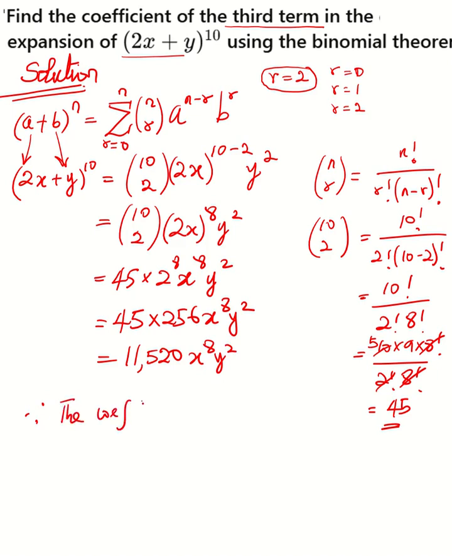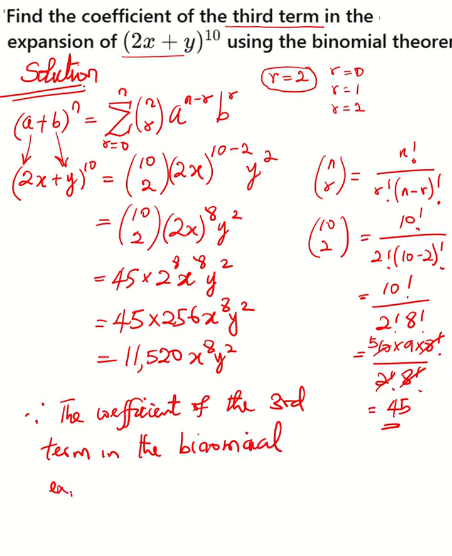in the binomial expansion is 11,520. So that's the answer to this question. I hope you understand how I solved this.